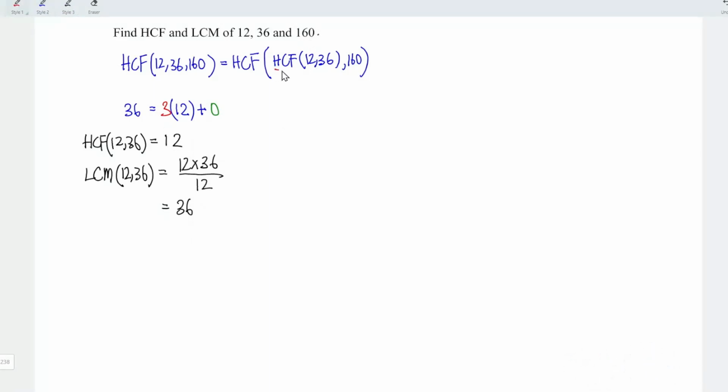Since we have obtained the highest common factor of 12 and 36, which is equal to 12, we can now obtain the highest common factor for these three numbers, which is equivalent to the highest common factor of 12 and 160. Write the biggest number on the left-hand side and set equal to the smaller number on the right-hand side. Take a quotient and a remainder to make this equation whole. I'm going to take a quotient of 13, multiply 12 plus 4 is equal to 160. And now forward the divisor 12 and the remainder 4 to the next step.